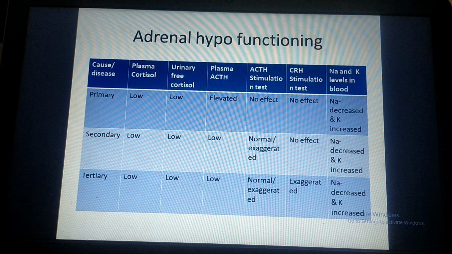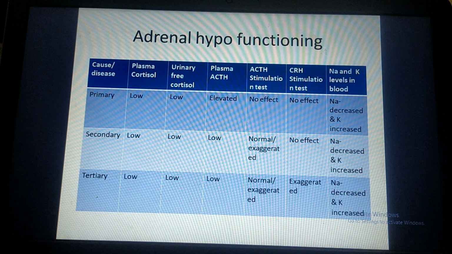In this case, if you perform an ACTH stimulation test by giving external ACTH to the patient intravenously, this ACTH has no effect on the adrenal gland and there is no increase in cortisol level. Now if you give a CRH stimulation test, it also has no effect, because this CRH will stimulate the pituitary gland, which will synthesize more ACTH, but that ACTH is ineffective on the adrenal gland. So the adrenal gland does not respond and there is no increase in the cortisol level.